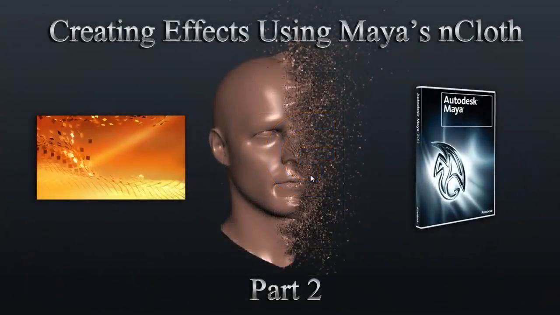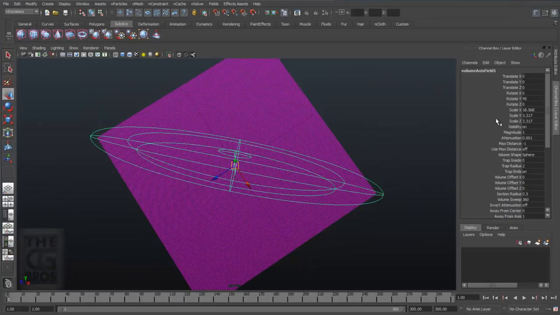This is Brother Damien, and this is part 2 in the series on creating a complex and very cool Ncloth simulation using any polygonal object. Now in part 1, we left off after setting up our Ncloth object and creating a volume axis field to drive the simulation. Let's go ahead and continue on.